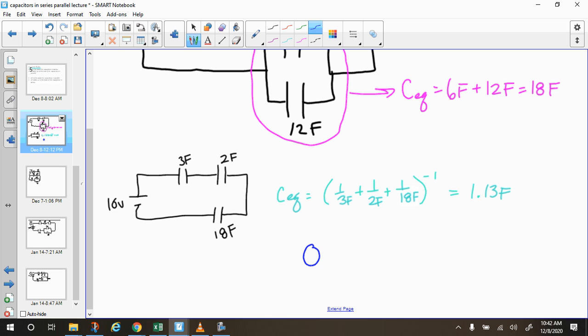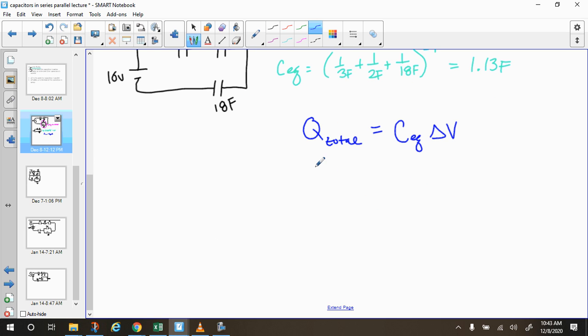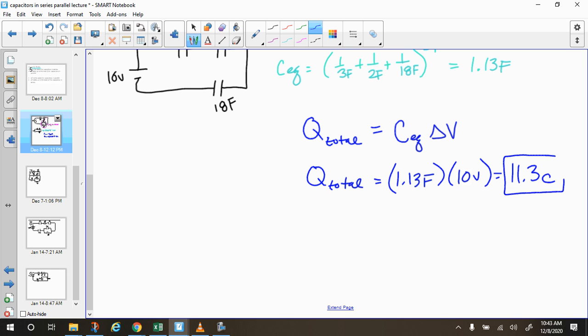So we know that the total charge separation, so this is total, is equal to the capacitance times delta V. So we have 1.13 farads, and we multiply by our delta V, which is 10 volts, and that gives us 11.3 coulombs of charge that are separated. So that is an important number there, our total charge.